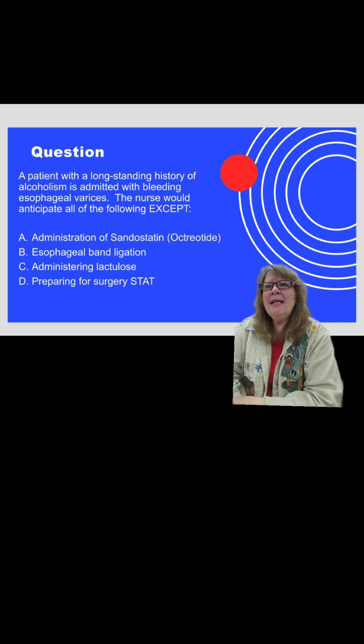A patient with a long-standing history of alcoholism is admitted with bleeding esophageal varices, certainly one of my favorite type of patients. The nurse would anticipate all of the following except: A, administration of Sandostatin, octreotide; B, esophageal band ligation; C, administering lactulose; or D, preparing for surgery stat. So the nurse would anticipate all of the following except. Take a moment, look it over.